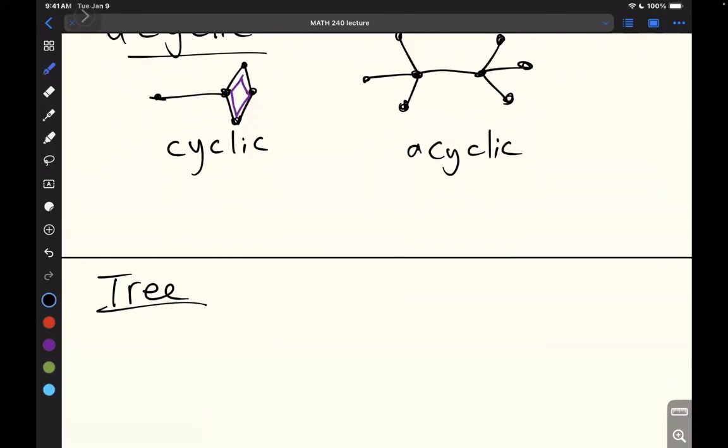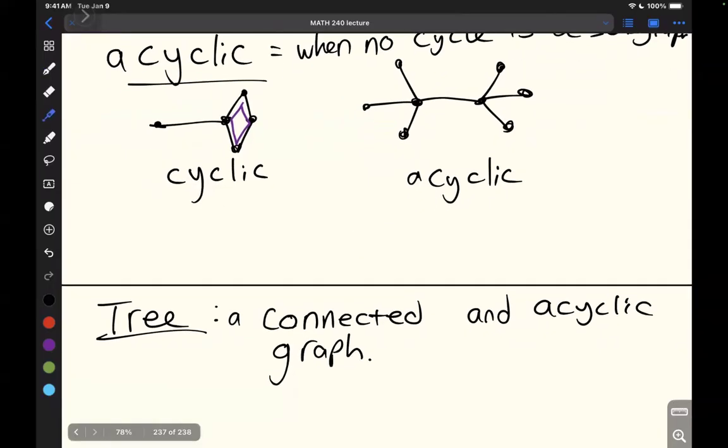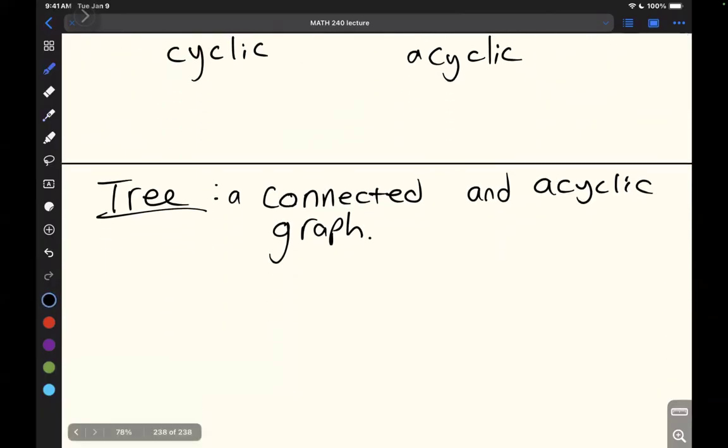So a tree is a graph that is both connected and acyclic. So this is a connected and acyclic graph. This graph here, that's a tree. It's connected, it's acyclic. This graph is not a tree. It is cyclic. If it's cyclic, then it's just not a tree.